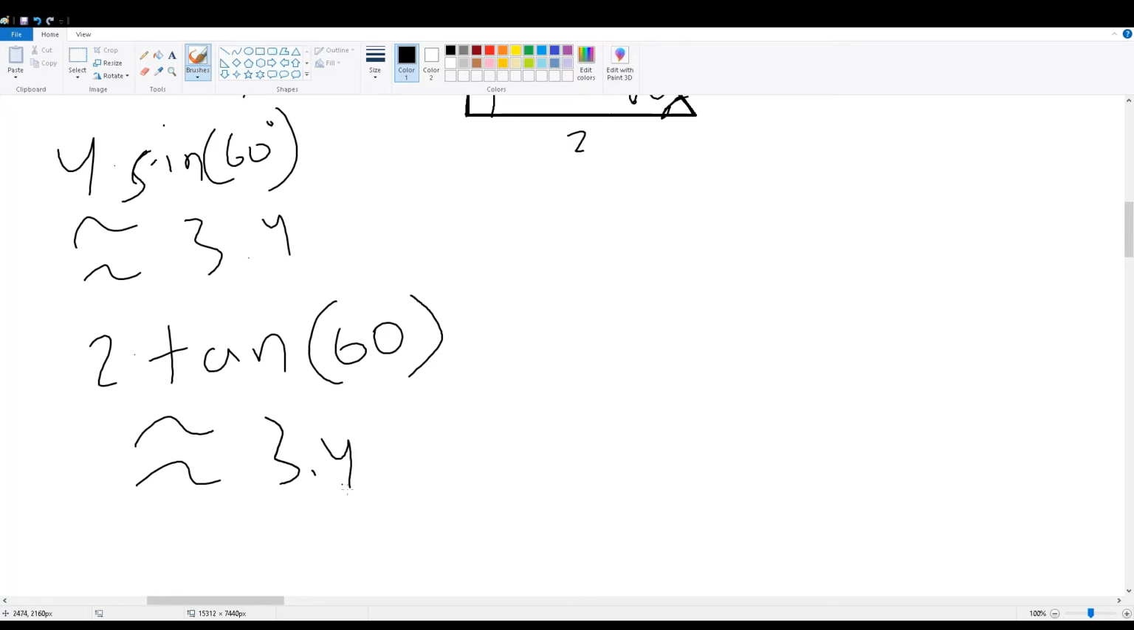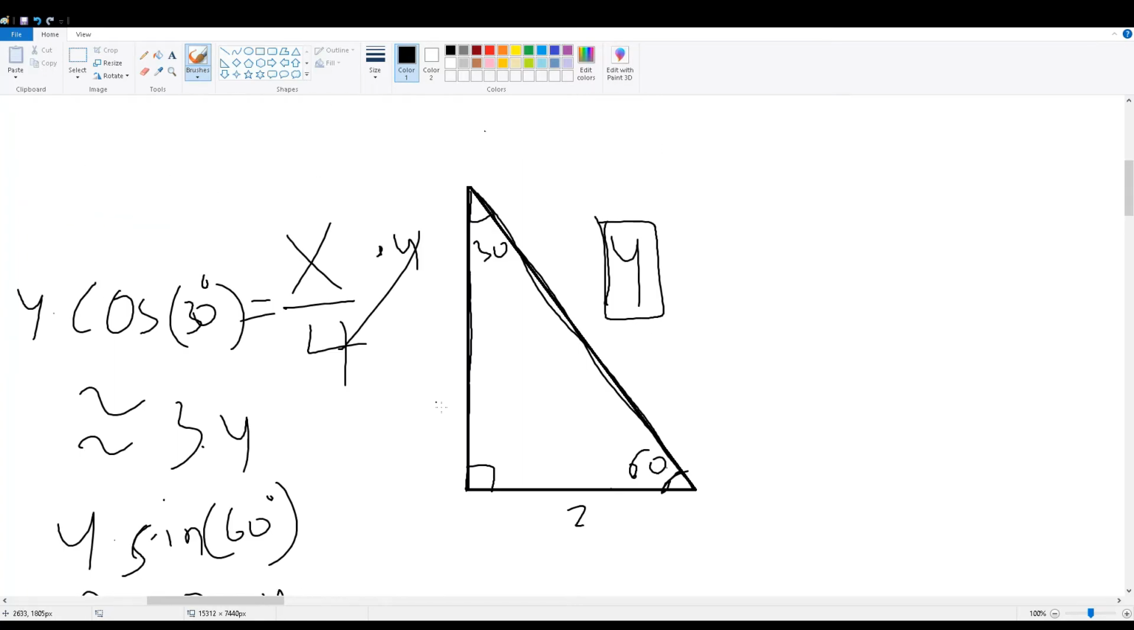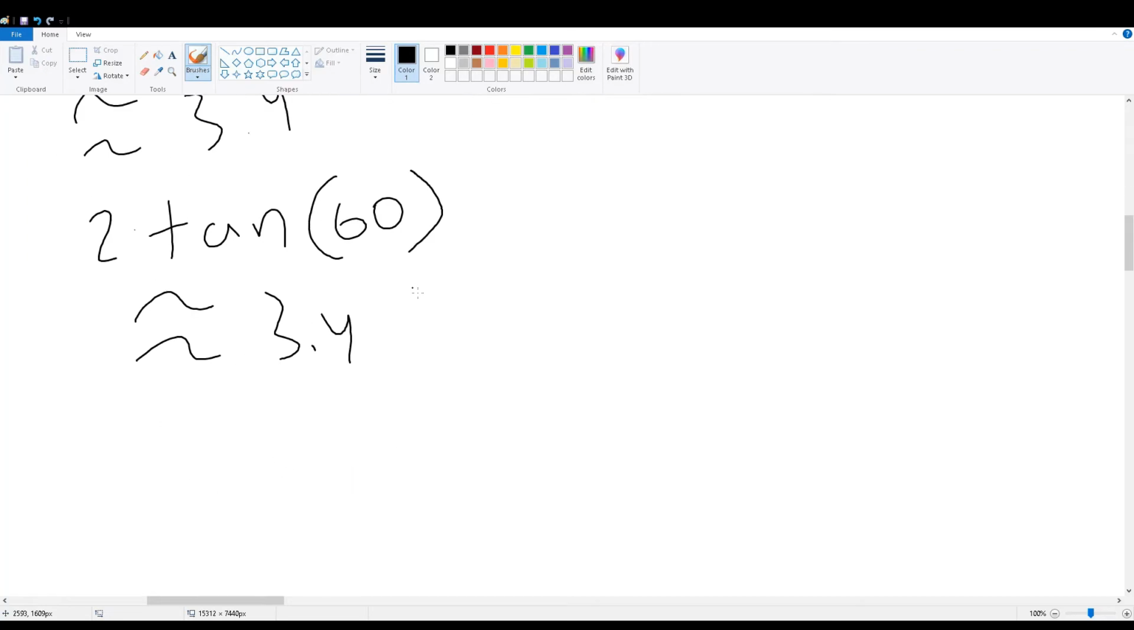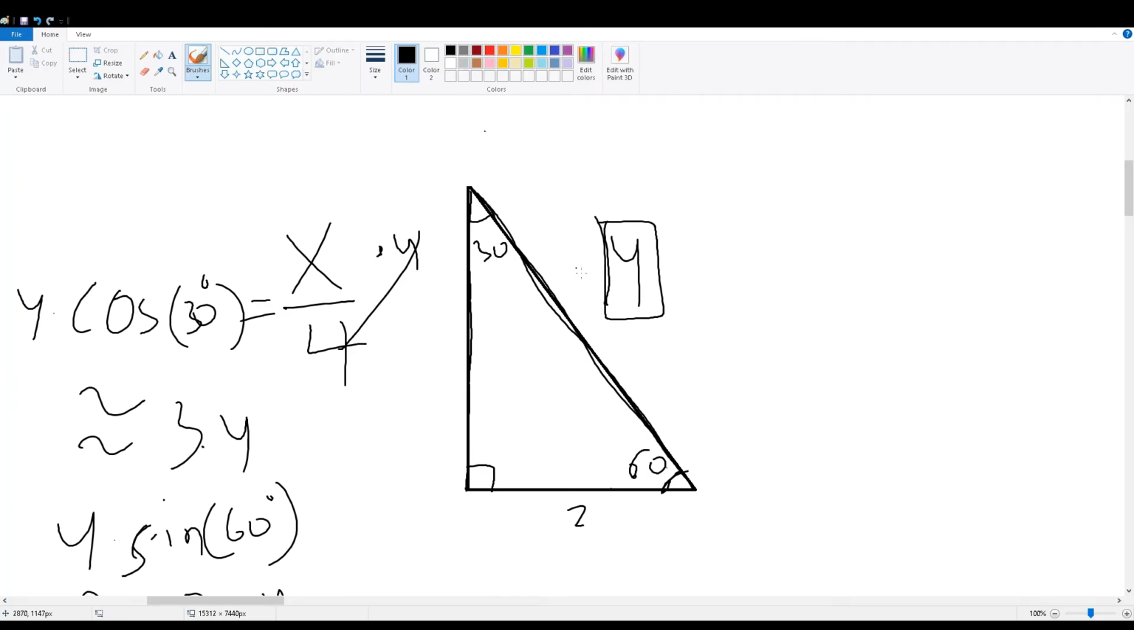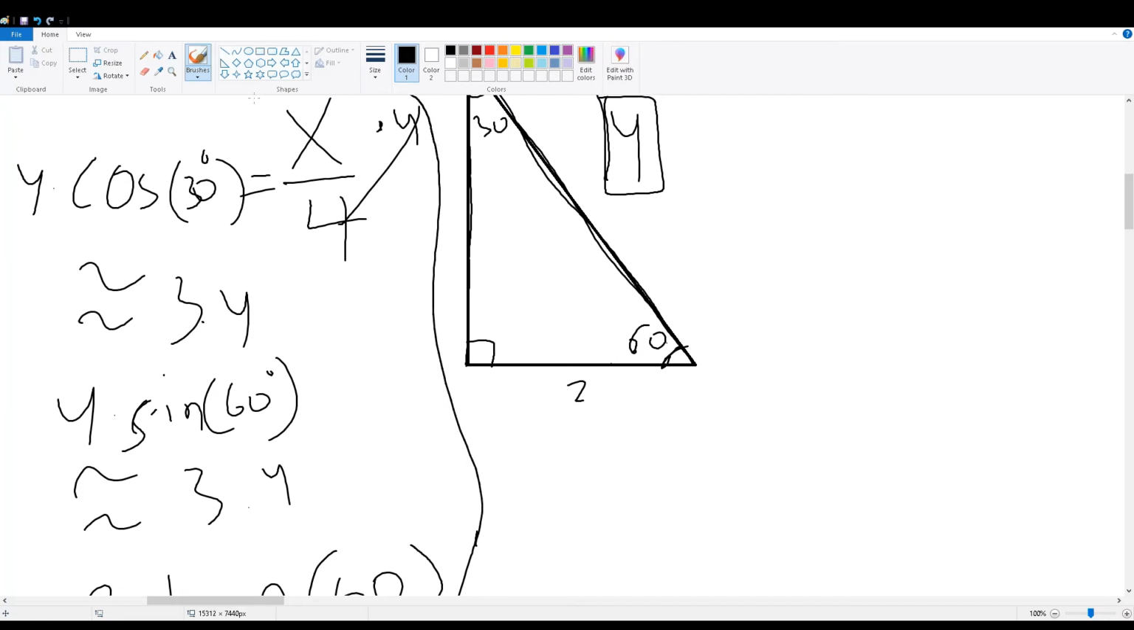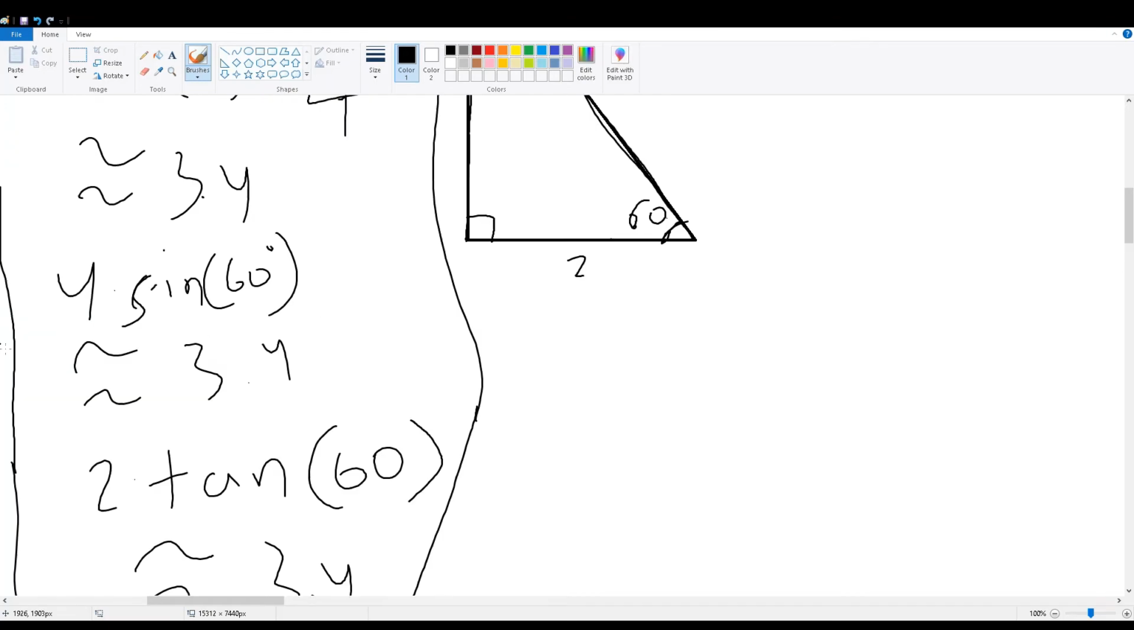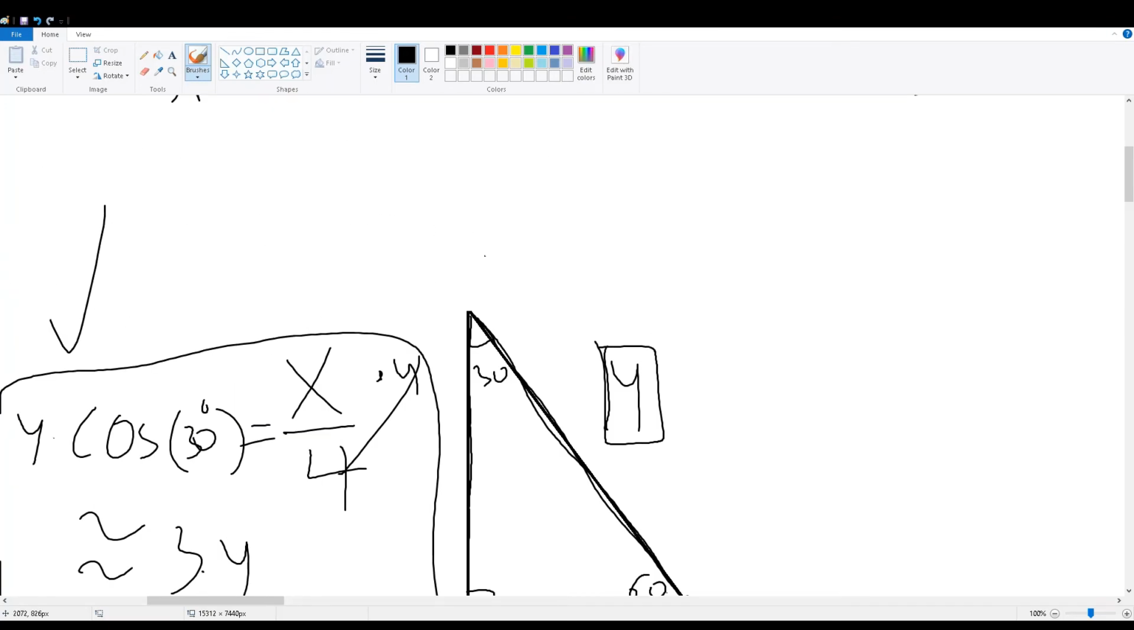And all of these are values of x. So we can confirm that all these functions work, because all of these are equal to each other. So put a big fat check mark. And we are actually done with the video.